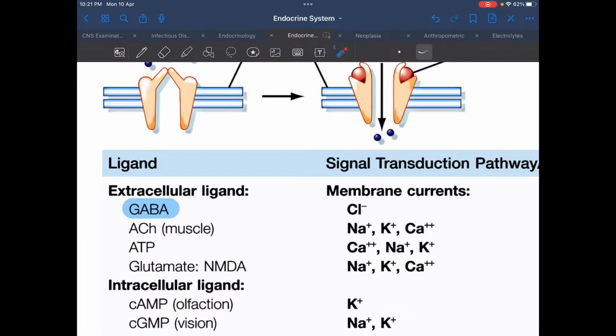And what does it channel, उसकी conductance क्या है channel की? Basically for chloride. And what will it lead to? It will lead to hyperpolarization, है ना, of the membrane. So that is one, easy to remember. GABA is one inotropic receptor.